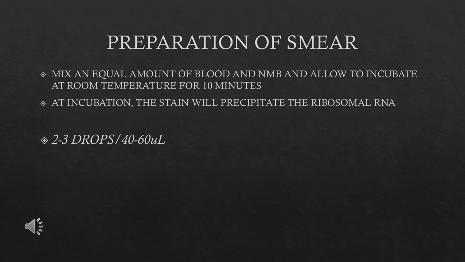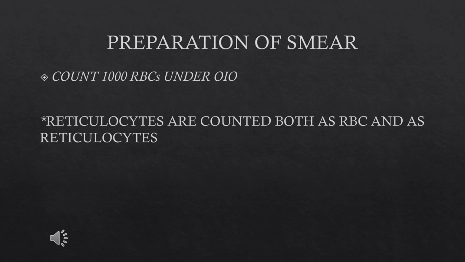Next, we have the preparation of your smear. We need to mix an equal amount of blood and your new methylene blue, or your supravital stain, and allow it to incubate at room temperature for 10 minutes. During incubation, the stain will precipitate the ribosomal RNA. You use 2 to 3 drops, or 40 to 60 microliters. For your counting, you need to count 1,000 RBCs under your oil immersion objective. Reticulocytes are counted both as red blood cells and as reticulocytes.